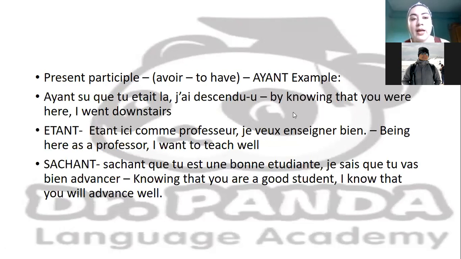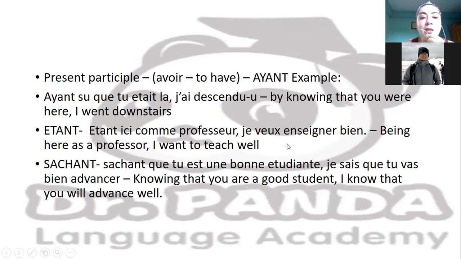Okay. And then here we have some examples. The present participle is by knowing that you were here, I went downstairs. So in French, ayant su. Su is the past participle of the verb to know, which is from the verb savoir. So ayant su que tu étais là, j'ai descendu. Tu étais là means you were here. So by knowing that you were here, I went downstairs.